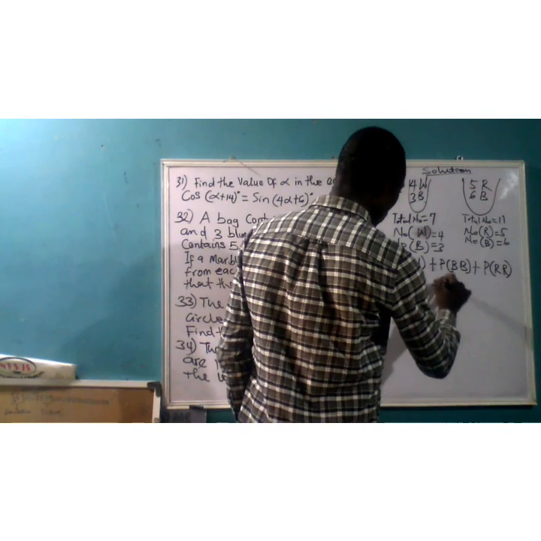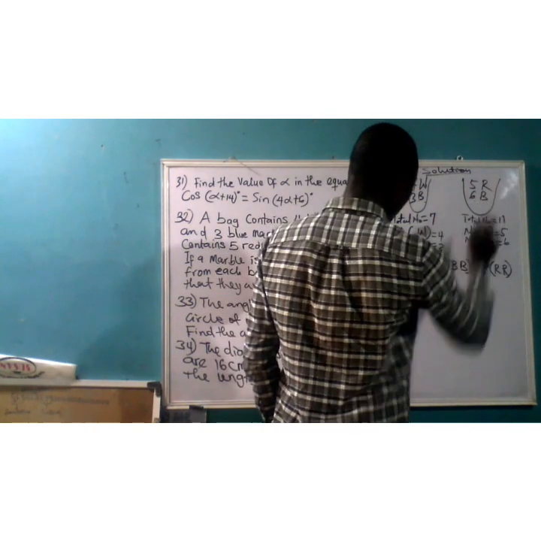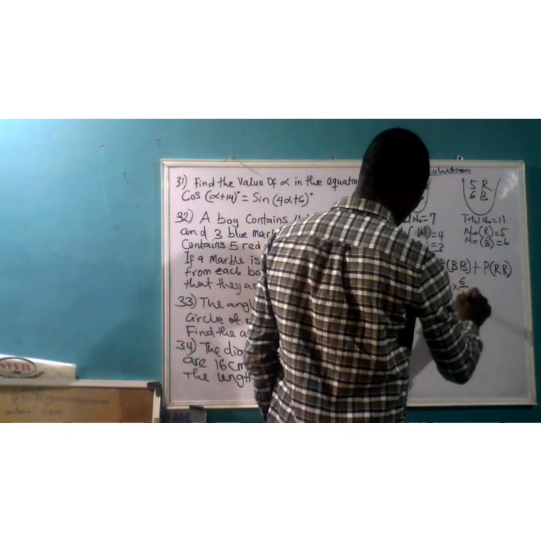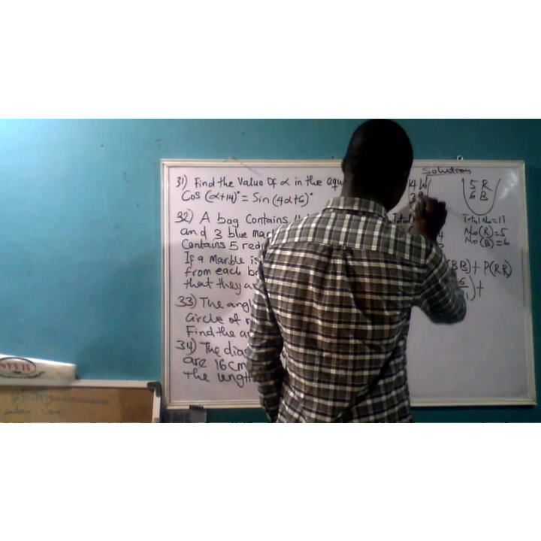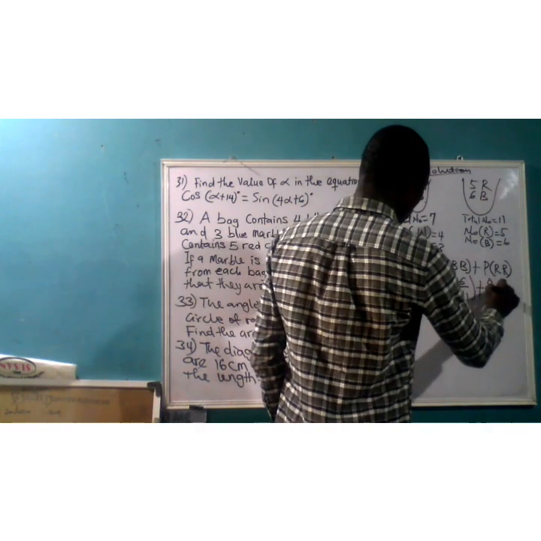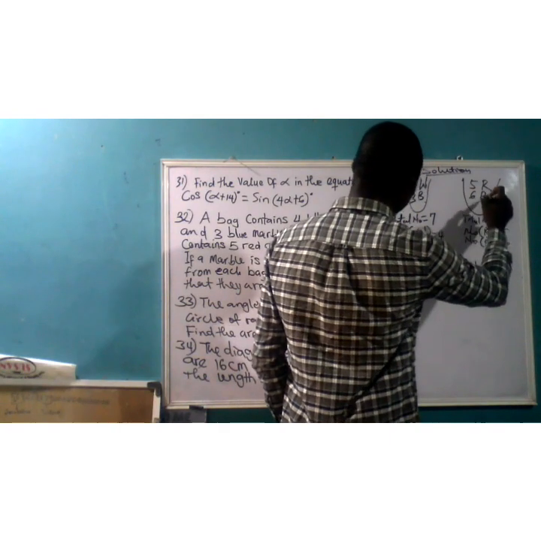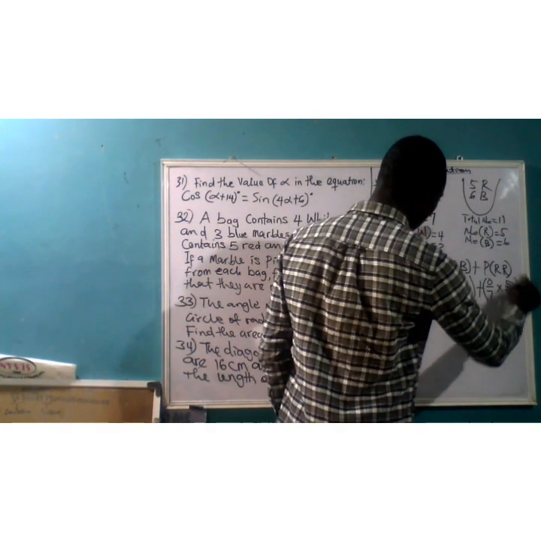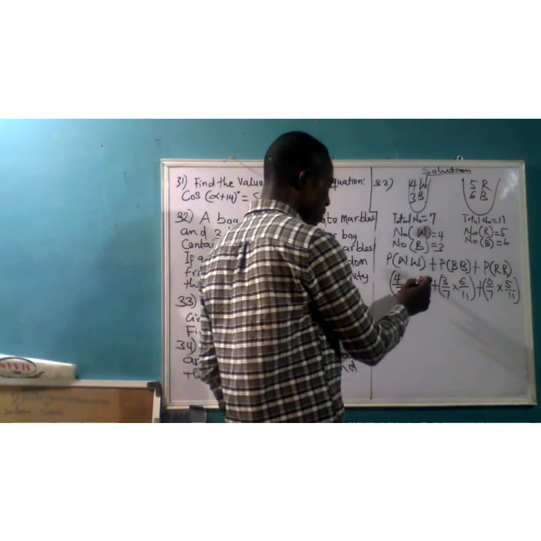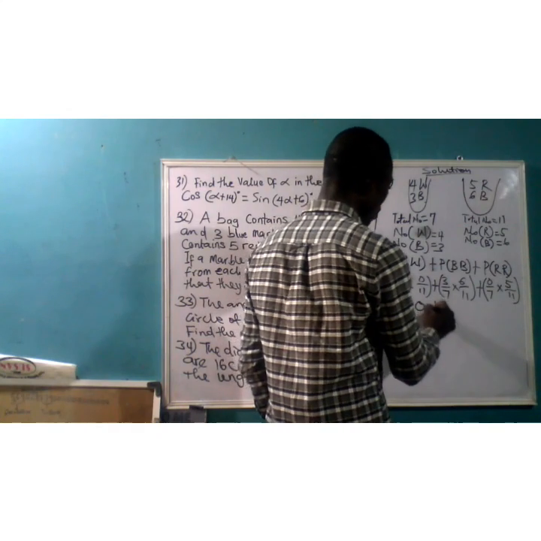3/7. Multiplied by the probability of picking blue here is 6/11, plus what's the probability of picking red here? 0/7. Multiplied by probability of picking a red here is 5/11. And 0 divided by 11, that's 0. Multiplied by this, that will be 0.